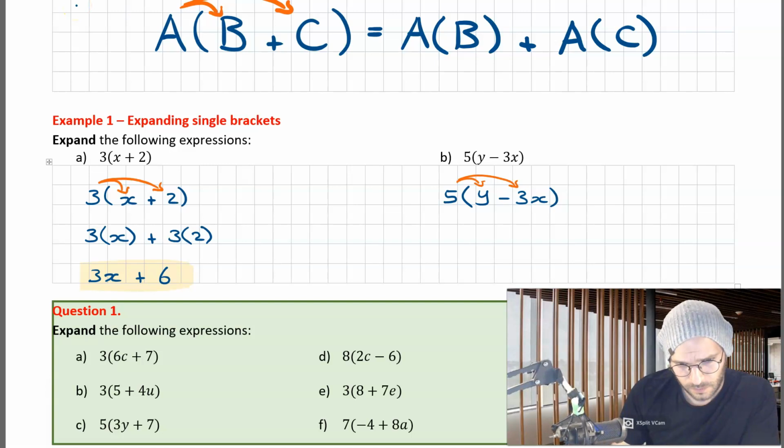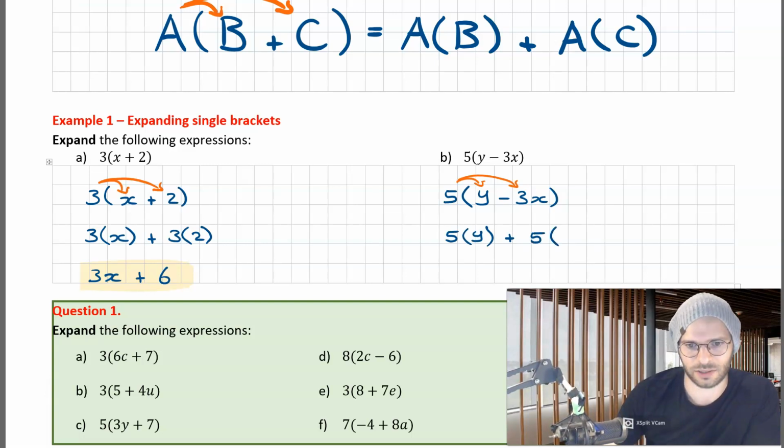3x. Next line down, that's going to look like 5 multiplied by y plus 5 multiplied by, and here's where it's different, we have minus 3x. The negative belongs to the 3, so I go minus 3x.